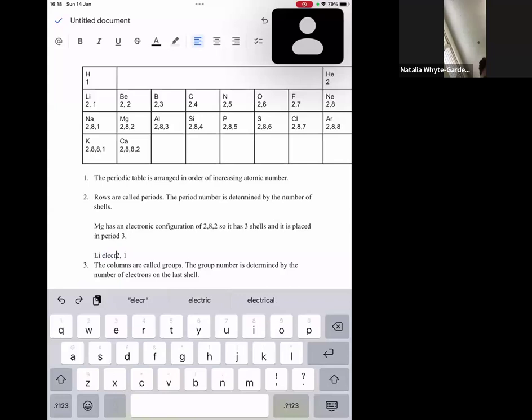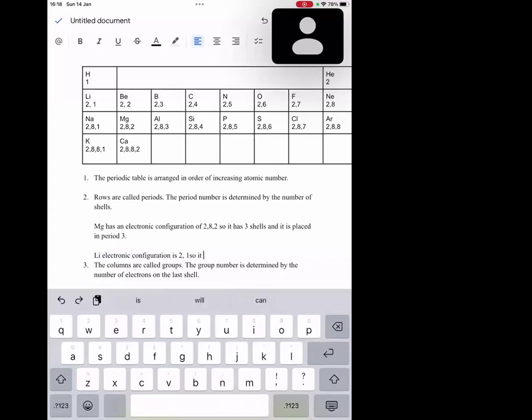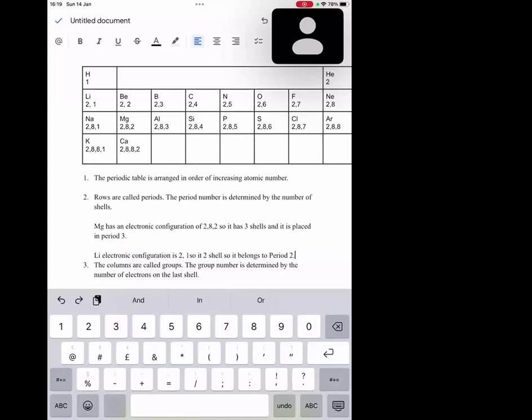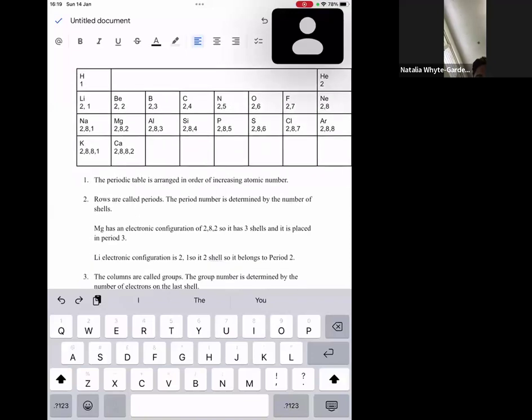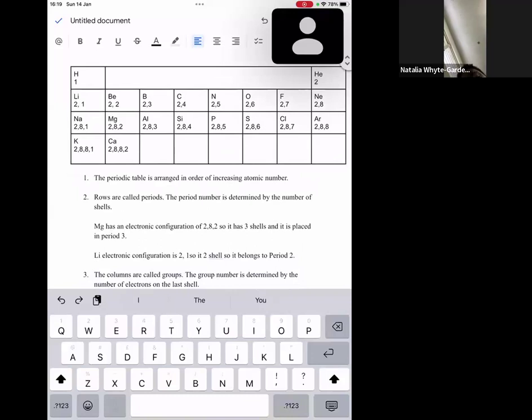2, 1. So how many shells does it have? 2. All right. Any questions so far? Do we understand period?